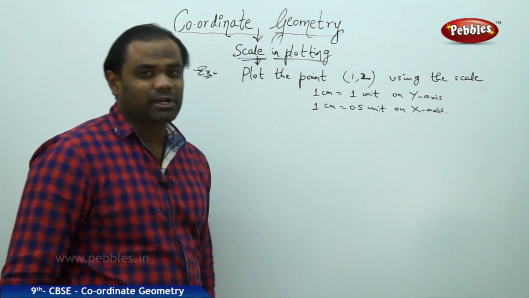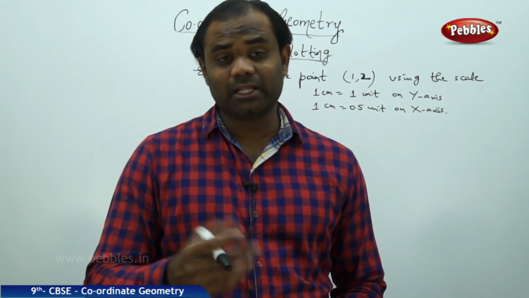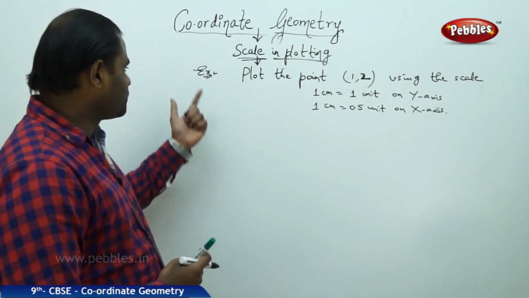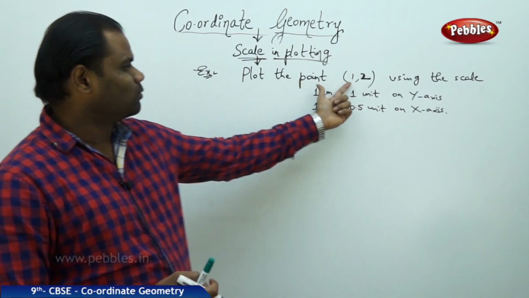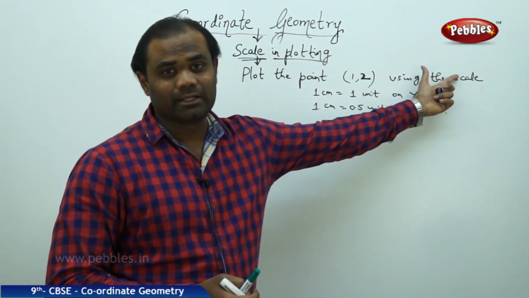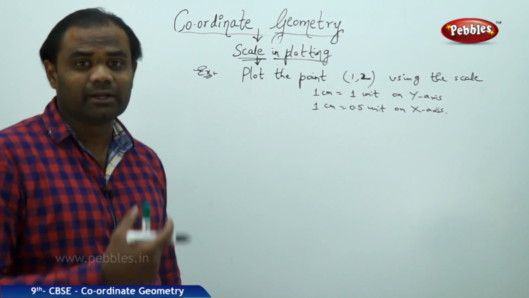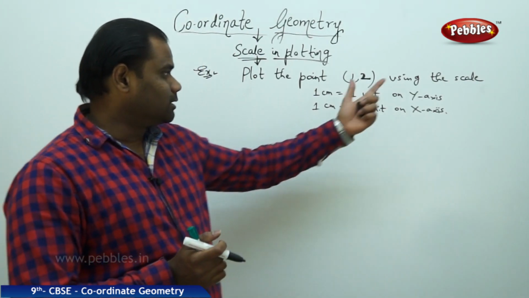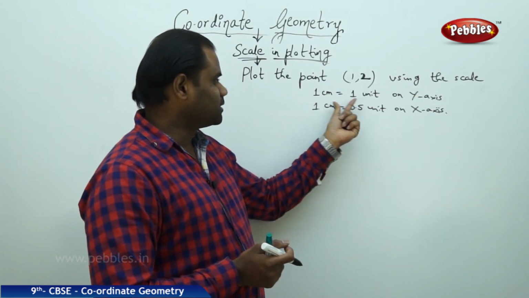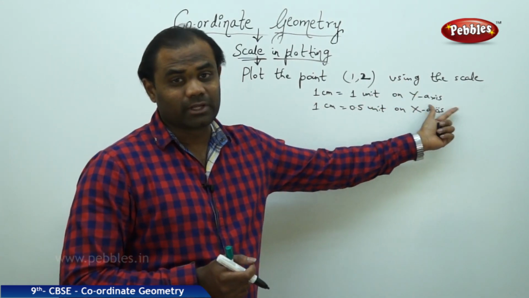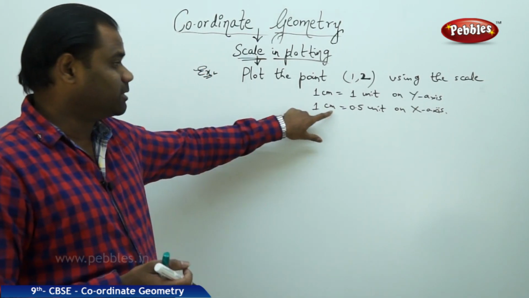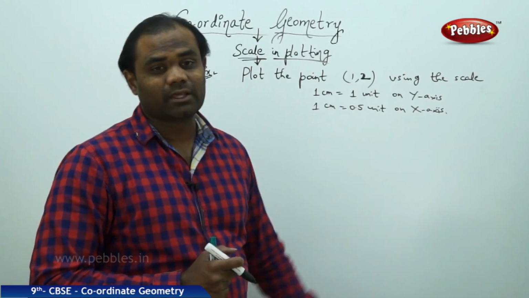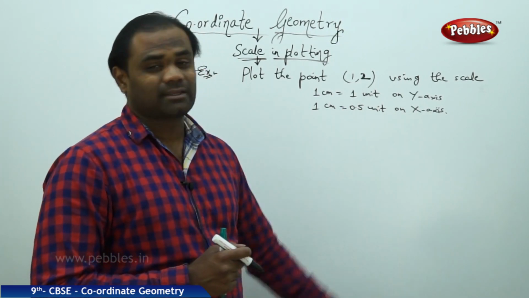Now let's try to understand the scaling concept better using this example problem. The example problem reads clearly, plot the point (1, 2) using the scale. That means the scale is clearly referred to here with suitable distance fixed. Now the scale in this problem says 1 centimeter is 1 unit which we need to take on the y-axis, and every 1 centimeter of the grid in the graph sheet should be measured as 0.5 units on the x-axis.